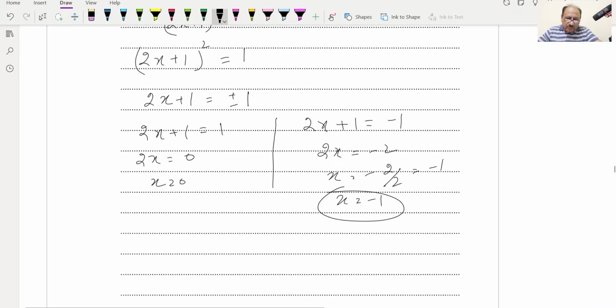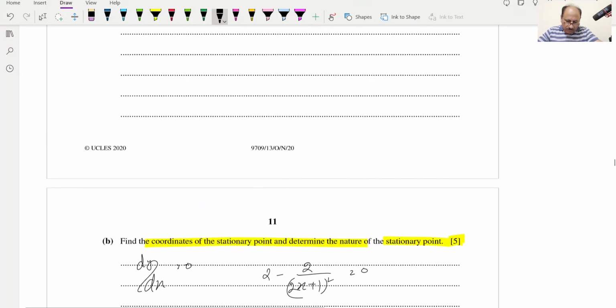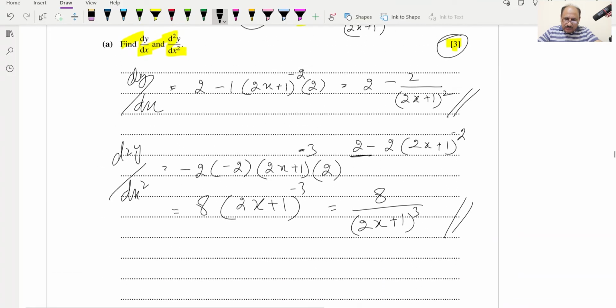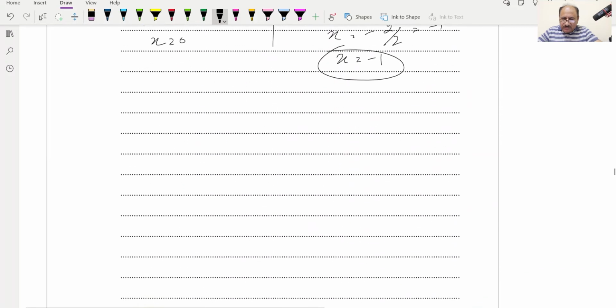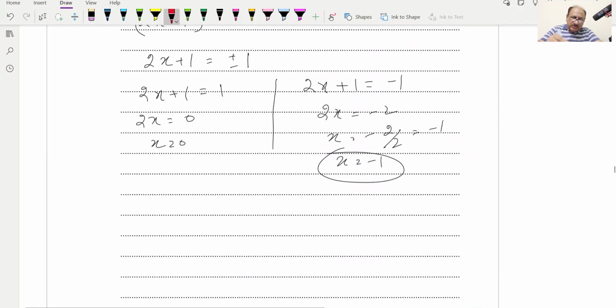So this value, which is x is equal to minus 1, we know that x is greater than minus 1 by 2. So minus 1 is less than minus 1 by 2, so we'll reject this value. This value is rejected and we will get x is equal to 0. Now x is equal to 0. Now y value we can find basically at x is equal to 0.